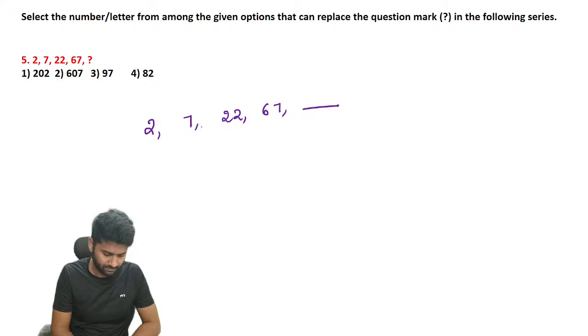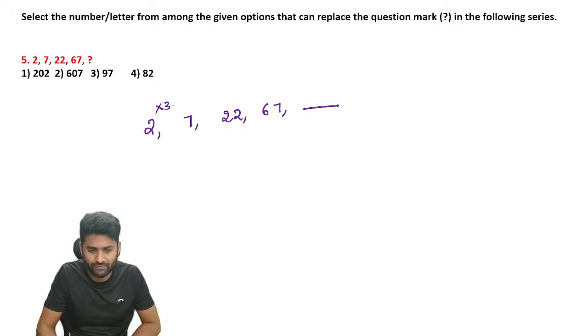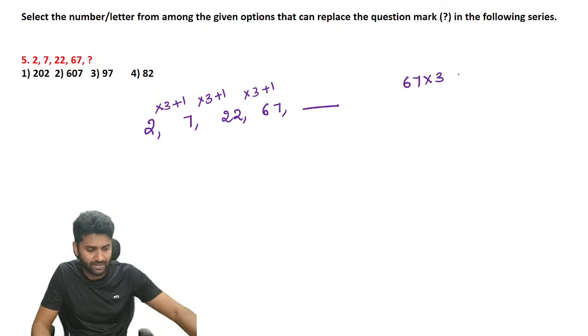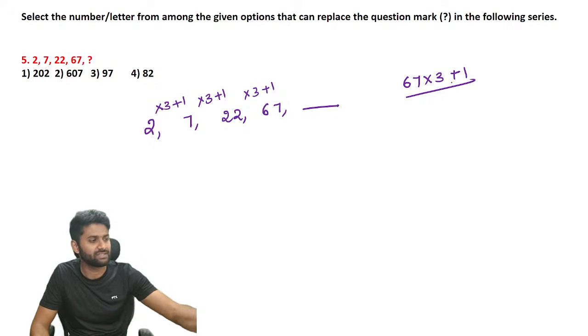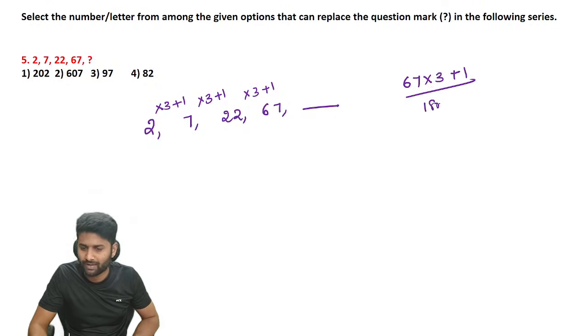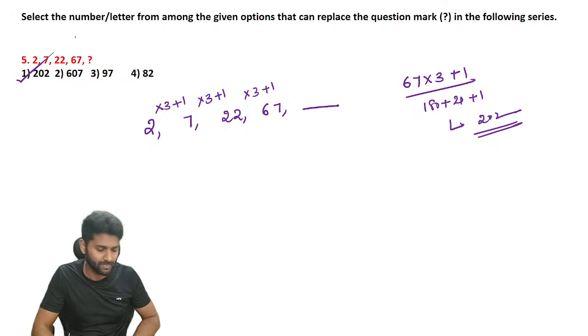Now see, 2, 7, 22 and 67. If 2 is multiplied by 3 plus 1, it's a double operation sequence. 7 into 3 plus 1, 22 into 3 plus 1. Then for the final answer, 67 is multiplied by 3 plus 1. Now see here, 67 into 3 is 201, plus 1, so the resultant is 202. 202 is the correct answer. Very good, Nana Jyotirmay.